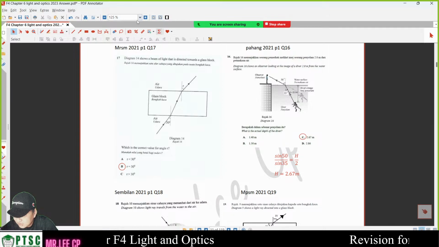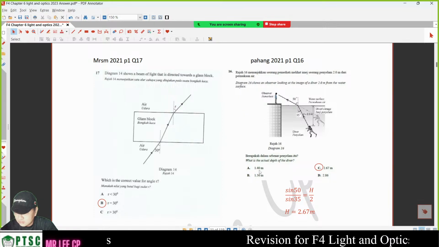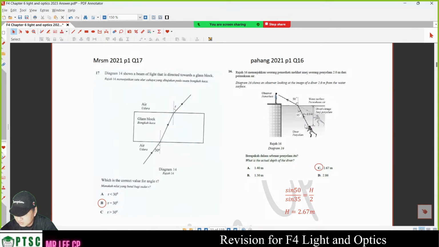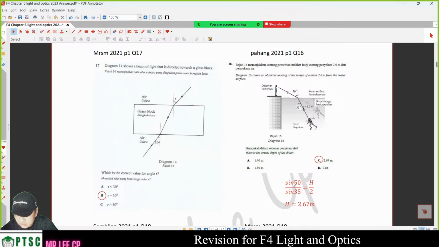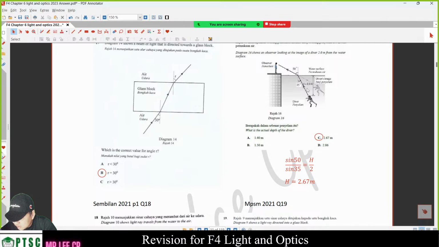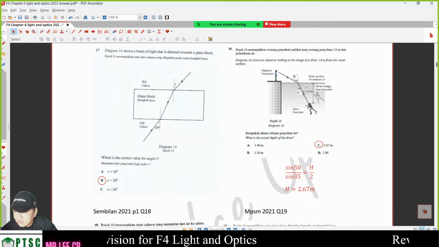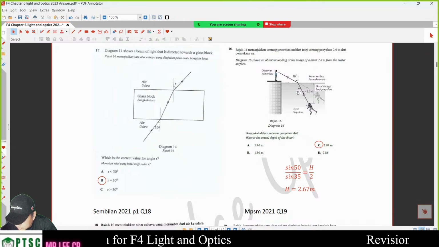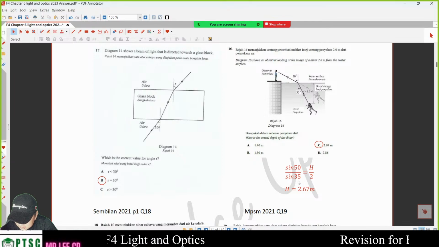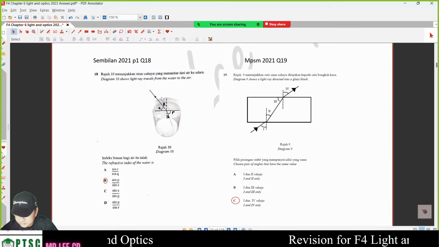Diagram 16 shows the observer looking at the image of a diver of 2.0 from the water surface. What is the actual depth of the diver? Actual depth is real depth. n is equal to real depth over apparent depth. Apparent depth is 2, the observer looking at the image, it is 2. Now n is sine i over sine r, big over small. So you times it up, you get the answer. Alright, other I skip.